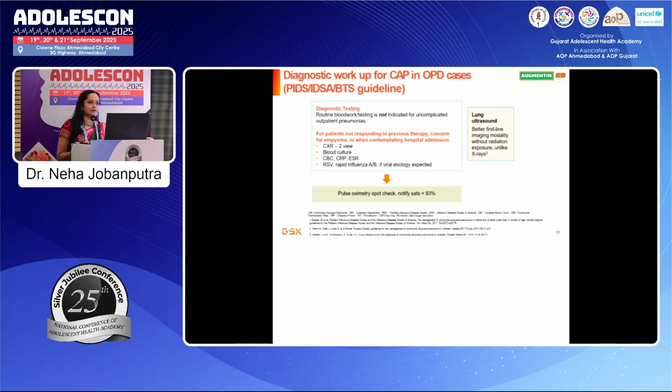Actually, the guidelines which usually recommend lung ultrasound, it is a better first-line imaging modality without radiation exposure, unlike X-rays. But in today's world, I think many of us would still be not using ultrasound to diagnose empyema or pneumonias, judging more on our clinical acumen, and then going on to the first line investigations like blood and X-ray, rather than jumping to an ultrasound on the first basis.